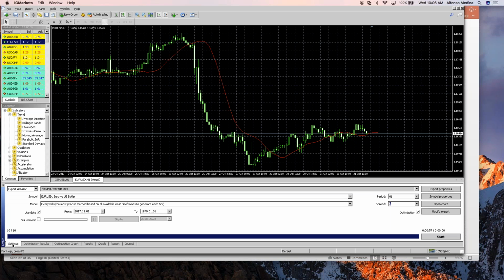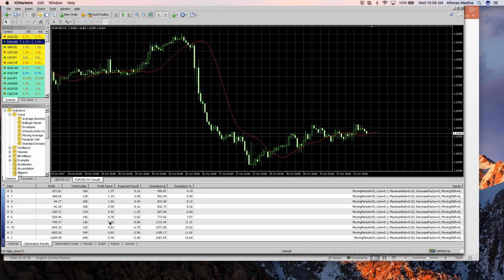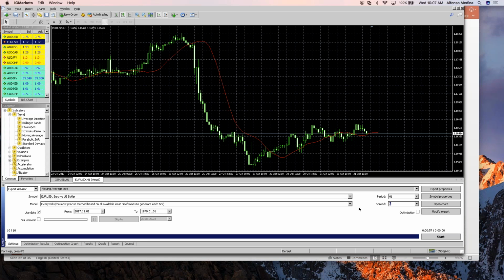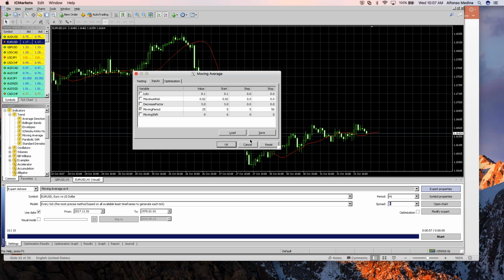So let's see if it's done. Yep, it's done. Okay, so here we saw that the best one is the moving period 25. Now it's organized from the best ones to the worst ones. If we select the best one, it's going to automatically input that right here, so you can run your backtest again with that parameter.